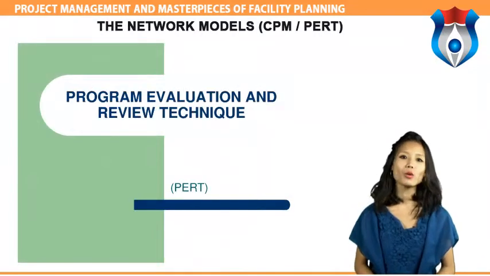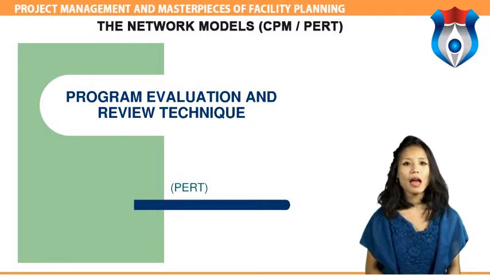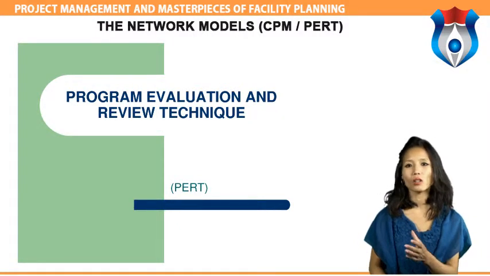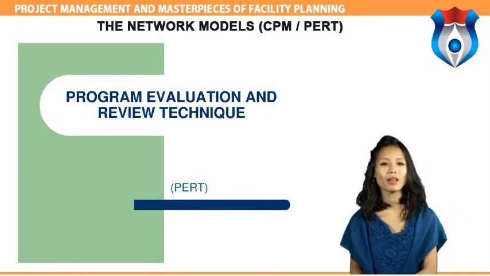The PERT networks are developed around two key concepts: activities and events. An activity represents a task or sub-project that uses time or resources. It is represented by an arrow.